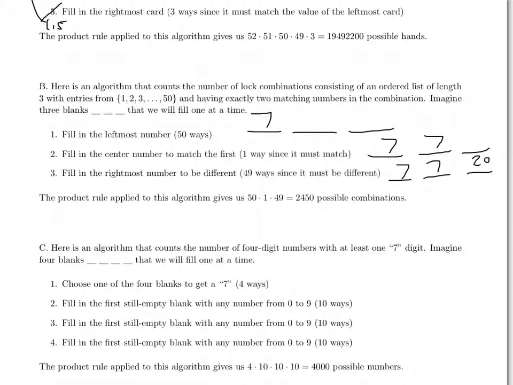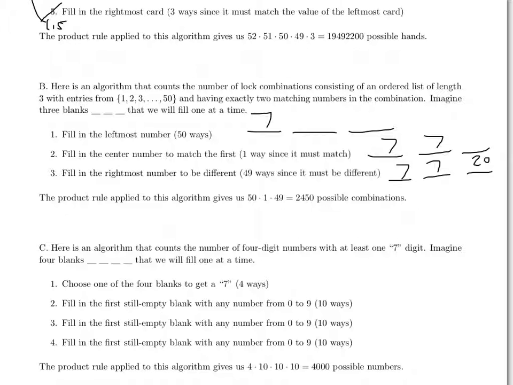So if I do that in all ways, 50 times 1 times 49 will in fact count the number of combinations that look like that. But this doesn't count everything that I want. I could have the matching two numbers anywhere in the combination, it does not have to be in the first two spaces. So therefore, even though these are all correct, 50 times 49 is the number of ones that look like this, there are other possibilities.